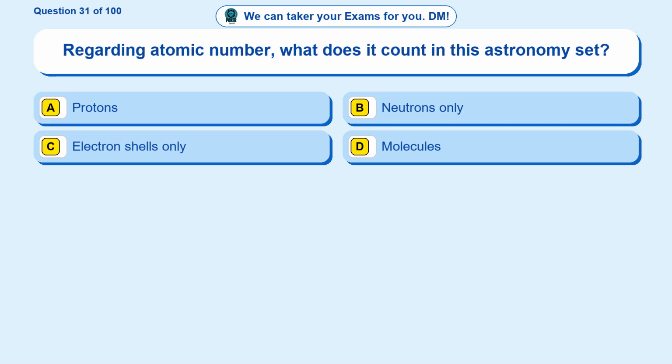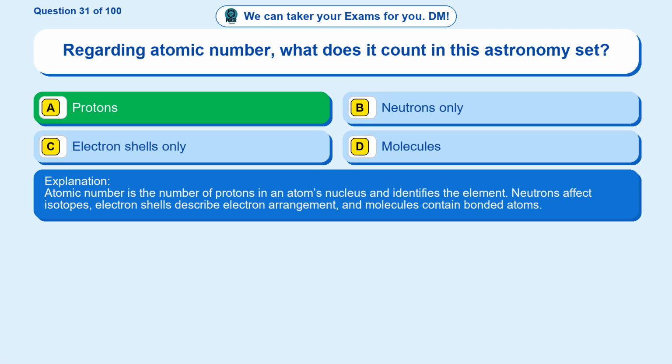Question 31. Regarding atomic number, what does it count in this astronomy set? Option A, protons. Option B, neutrons only. Option C, electron shells only. Option D, molecules. The correct answer is option A. Protons. Atomic number is the number of protons in an atom's nucleus and identifies the element. Neutrons affect isotopes, electron shells describe electron arrangement, and molecules contain bonded atoms.